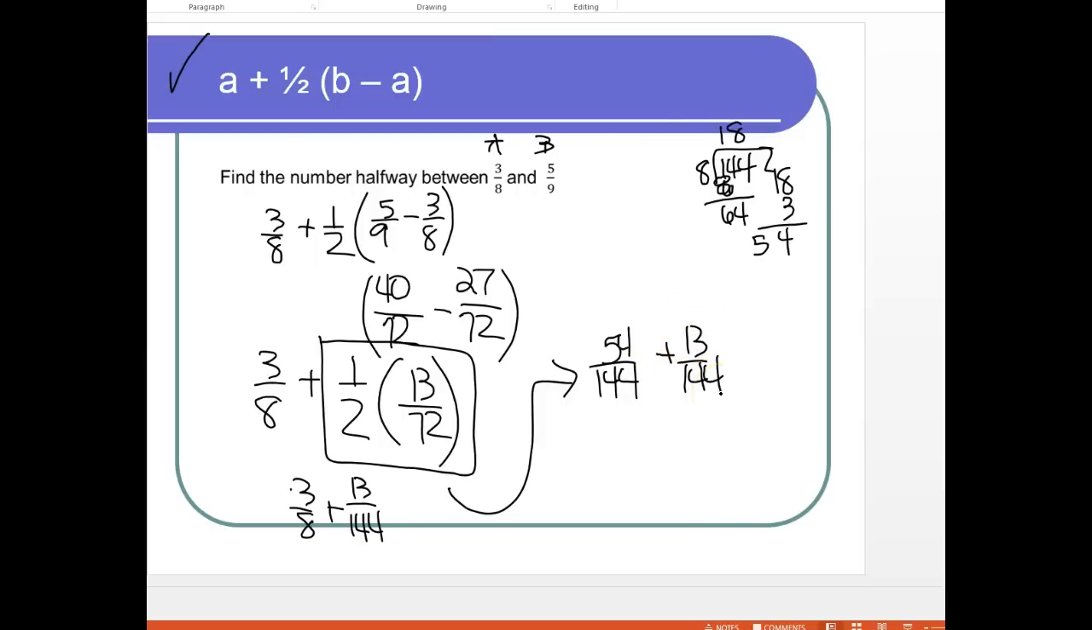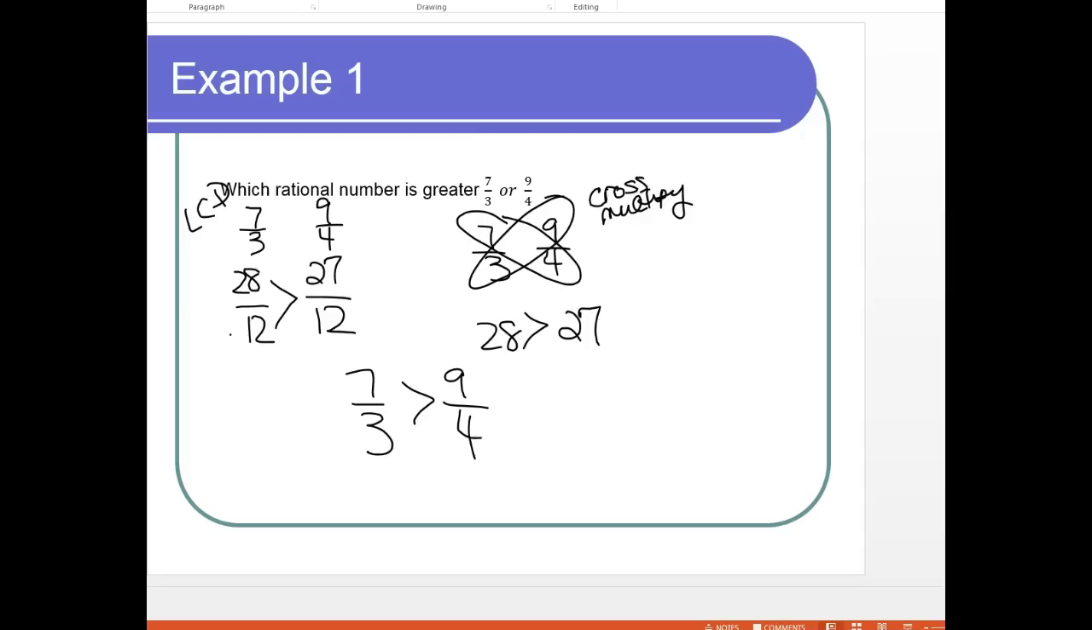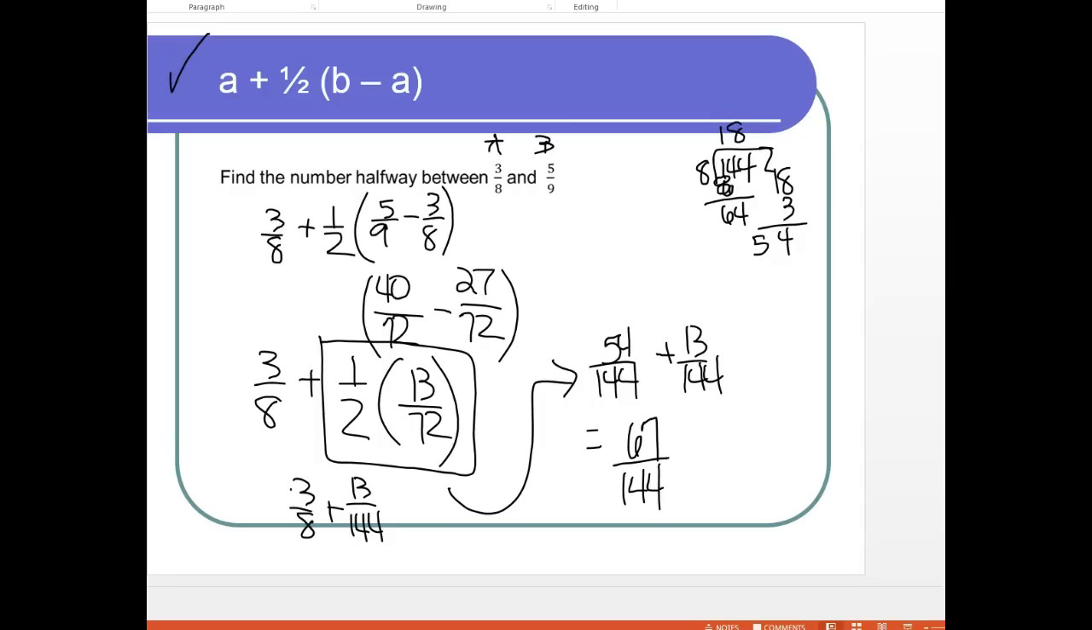And now that I have a common denominator, we can add. And so we're going to get 67 over 144. Now check it out and see if you can reduce that fraction, but that fraction's in lowest terms. So make sure that you can compare fractions, which is what we did in example 1. You've got 2 methods. You can find a common denominator, or you can cross multiply. And make sure you know how to use the density property if they want a number halfway between, okay? And that's the end of our lesson for today.